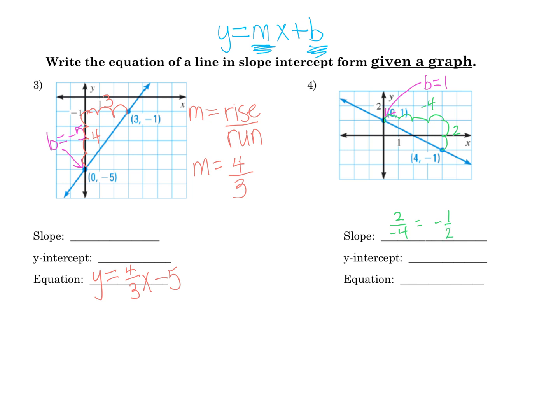Now our y-intercept was 1. And so now take those two pieces of information and write your equation. y equals negative 1/2 x plus 1.